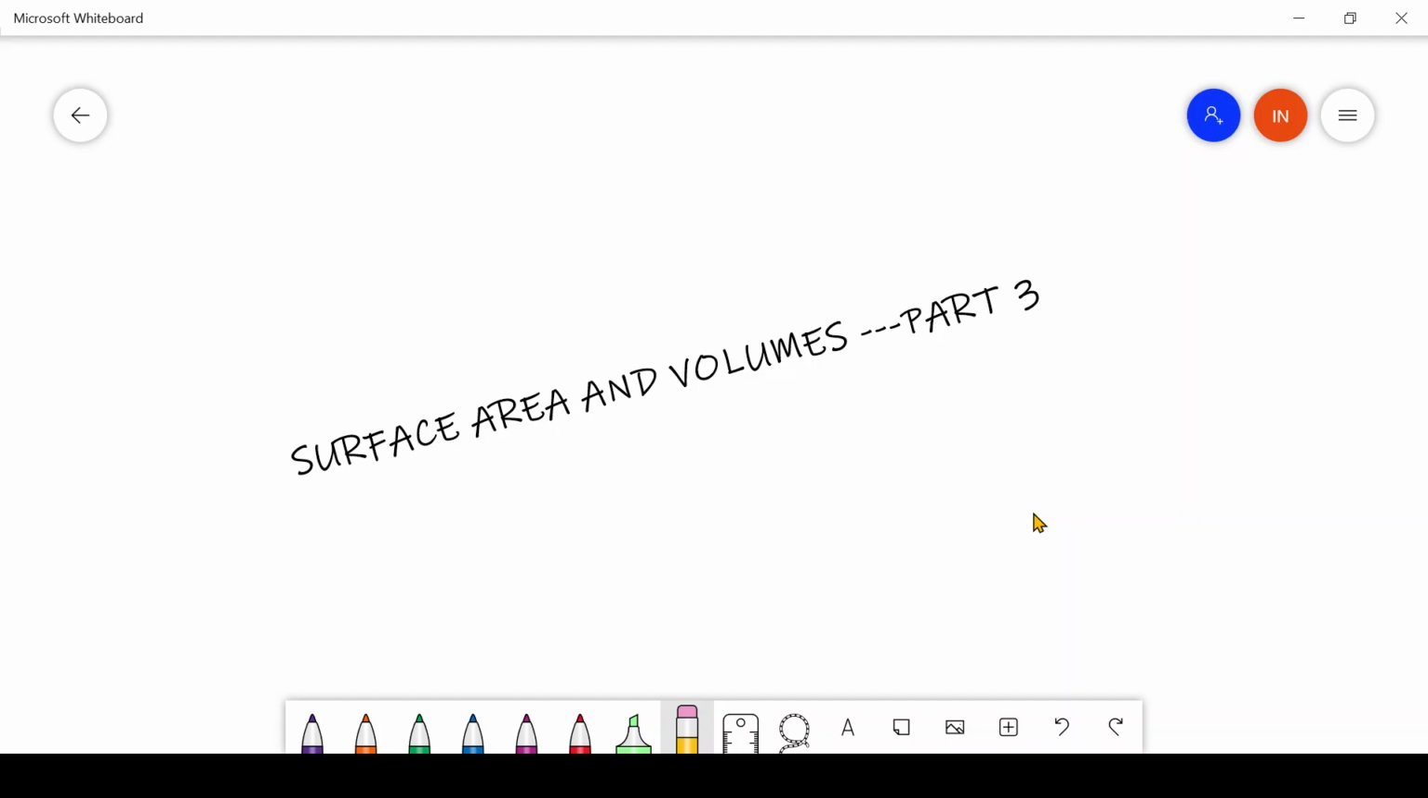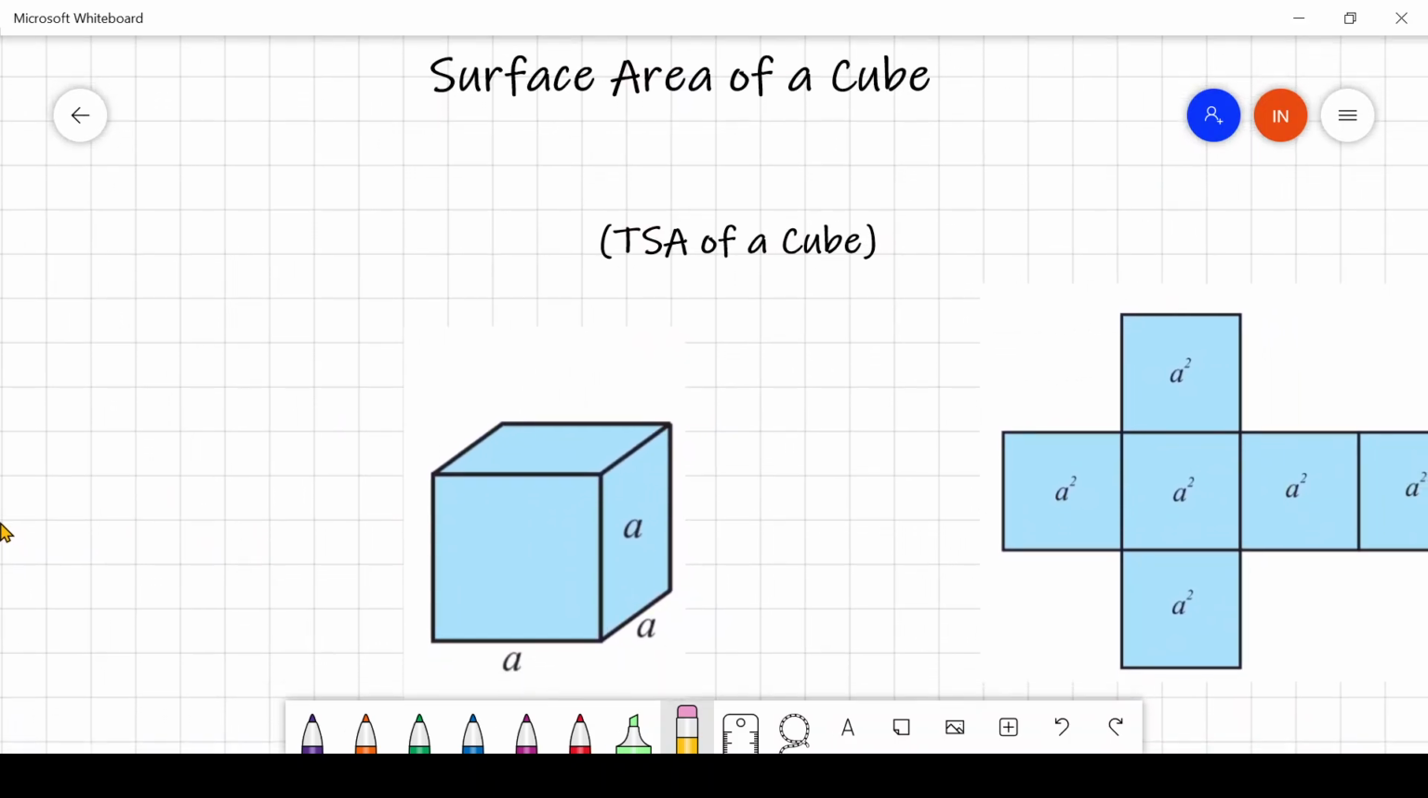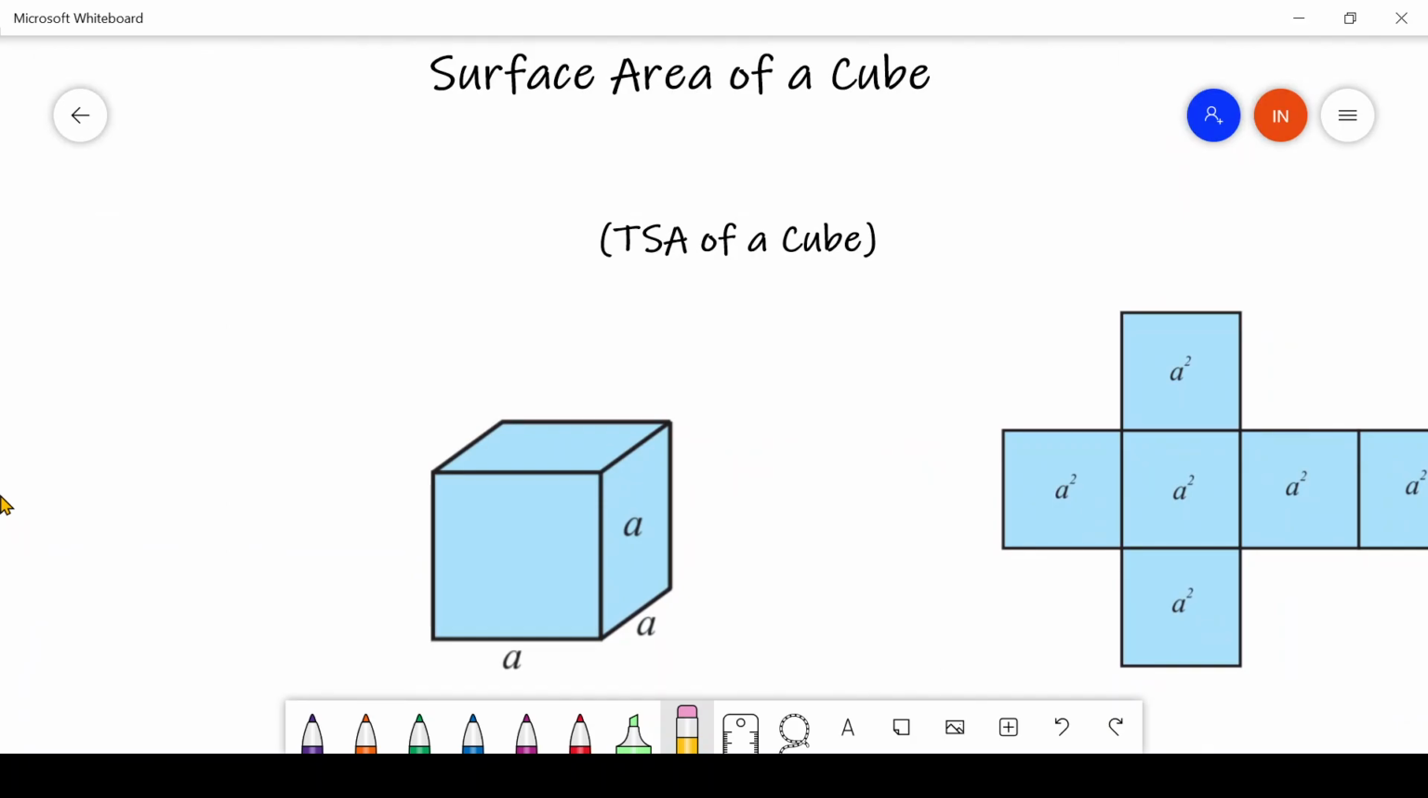Today we are going to discuss surface area and volumes part 3. Make sure you have watched part 1 and 2. Okay, let us move on to part 3. Here we are going to discuss the cube. How can we find out the TSA of a cube?